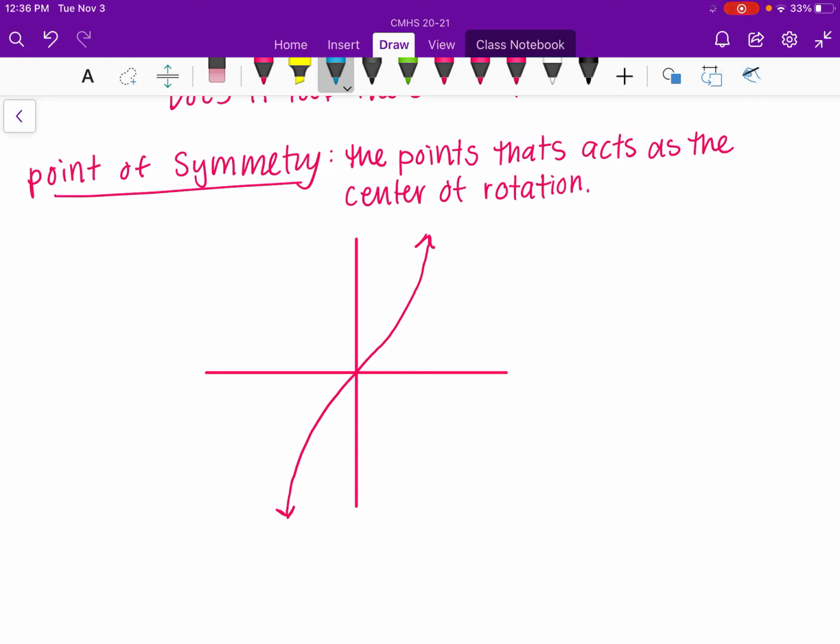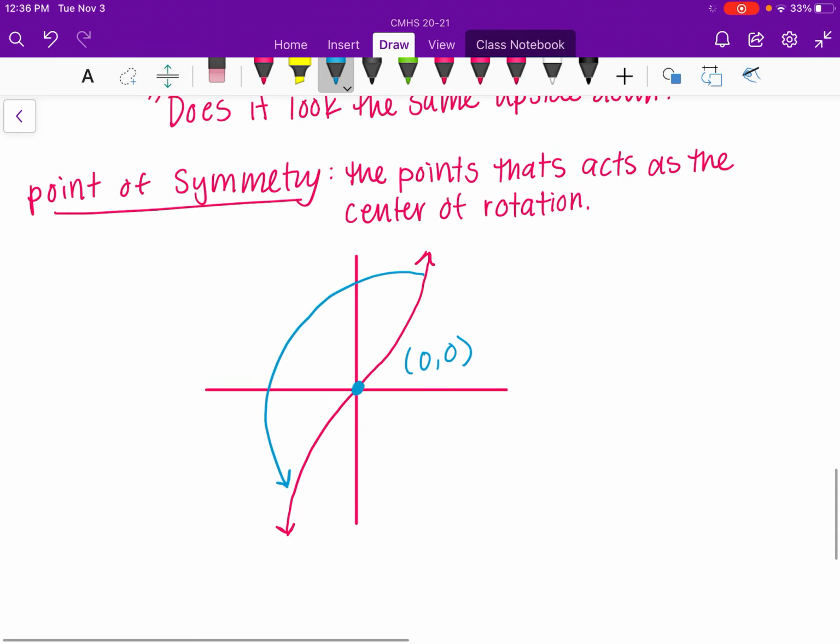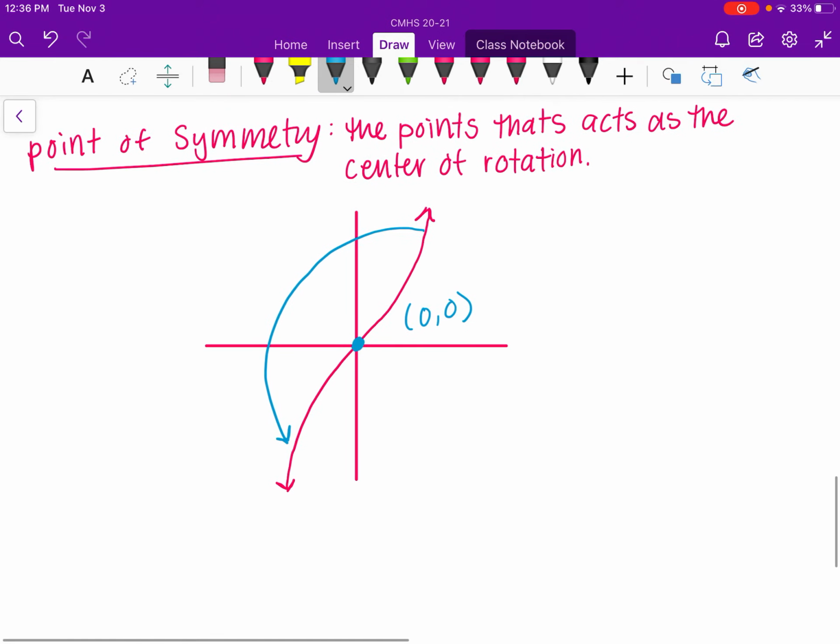Where, if you were to spin this around like a spinner, think about Twister. You spin the spinner at Twister. Think about where would the center point be. And for this example, it's right here at the origin. Now, it's not always at the origin, but this time it is. So the point of rotation, or the point of symmetry, is (0, 0). And you can see that if you were to spin this around, then it would have symmetry around that point.